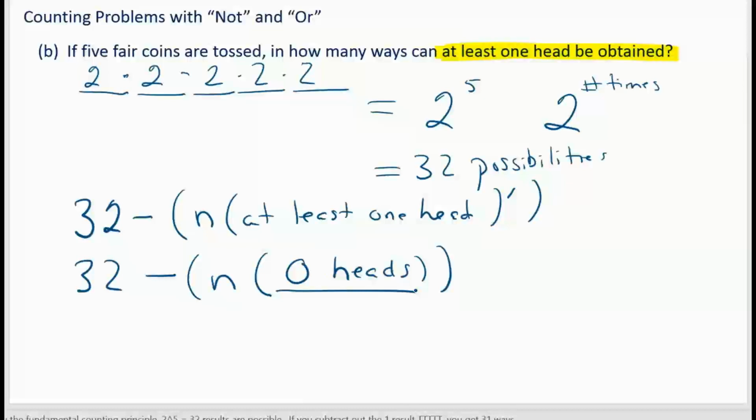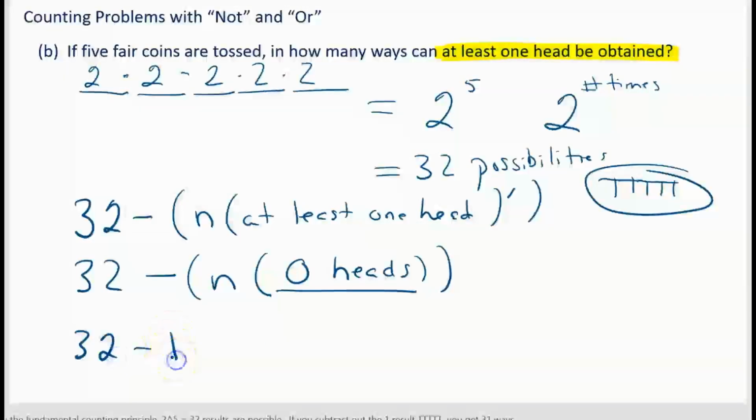Now how many of those 32 outcomes have 0 heads? Just the one, right? Tails, tails, tails, tails, tails. 1, 2, 3, 4, 5. I wrote it 5 times. So this is the one outcome where we have 0 heads. So that's going to be 32 minus that one outcome, which is 31 outcomes.